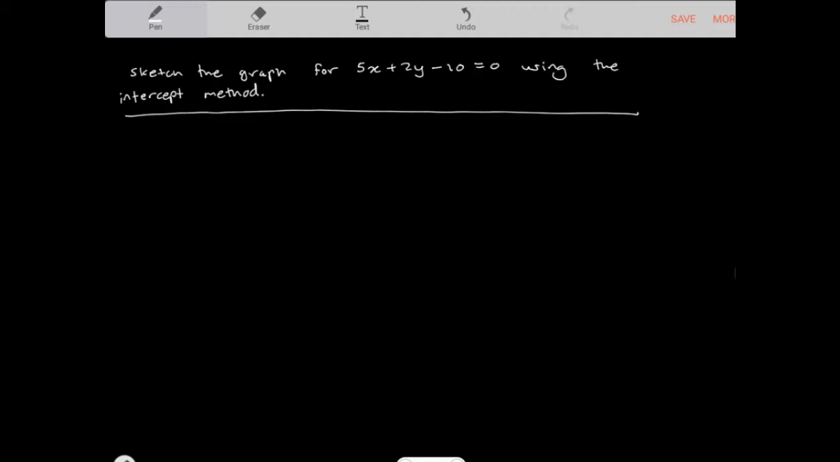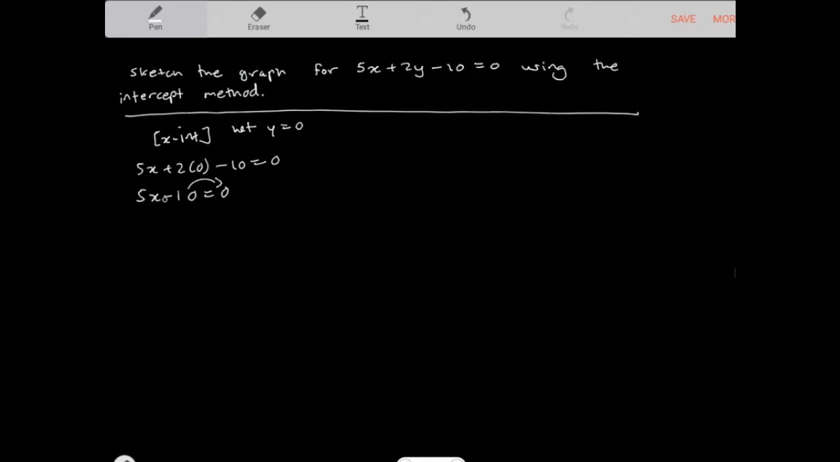Now, if I'm using the intercept method, I need to find the two intercepts, so that includes my x-intercept and my y-intercept in 2 dimensions. So if I'm looking at my x-intercept, I'm going to let y equal 0, right? Because the x-intercept is where the graph hits the x-axis, and we know that the x-axis is when y is 0, right? So if I let y equal 0, then you get 5x plus 2 times 0 minus 10 is equal to 0, and you get 5x minus 10 is equal to 0.